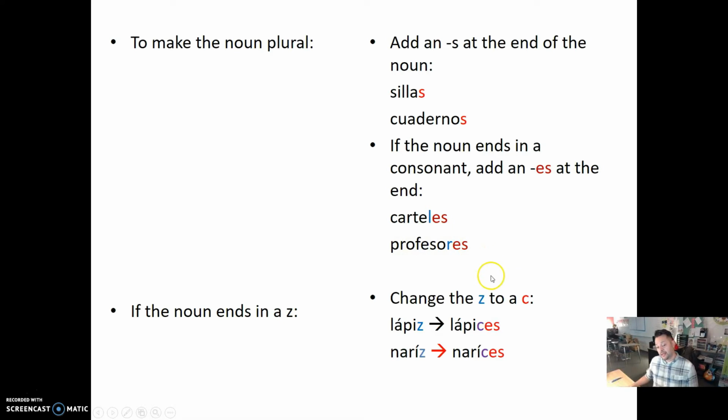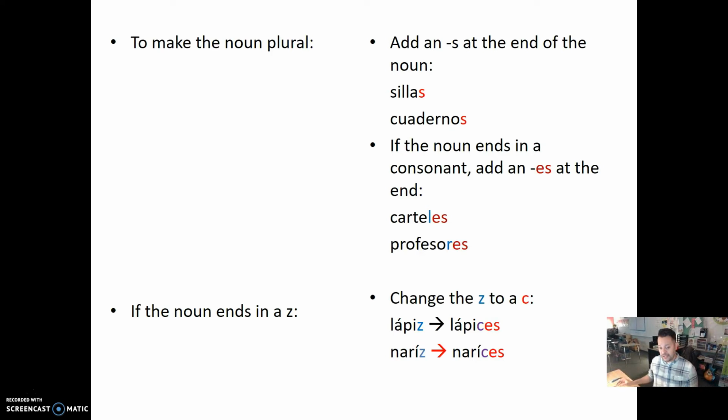All right. And then there's another rule in Spanish. Sometimes you might have a noun that ends in the letter Z. All right. It's happened before. We've seen a few of them. Lápiz. That ends in the letter Z. Nariz, way back in August or September at the beginning of the school year. Nariz, that's nose. All right.